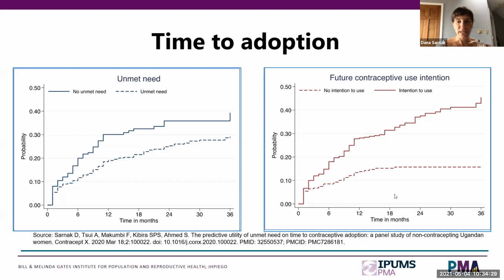So on the left, you'll see Kaplan-Meier curves for the probability of time to adoption in months by unmet need. And unmet need wasn't a great predictor of adoption, though those with no unmet need were slightly more likely to adopt contraception over the time period. However, on the right, you'll see that a woman's intention to use contraception at baseline was very predictive of whether she subsequently adopted over time. And that's the solid red line compared to the dash. So when PMA's phase 2 data comes out, these are the types of analyses that you will be able to do with the contraceptive calendar.